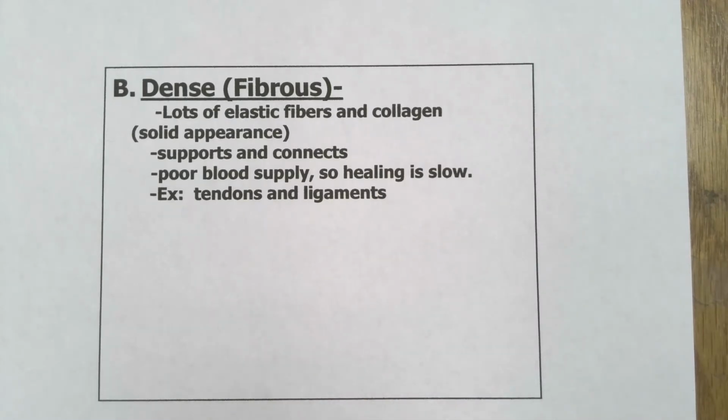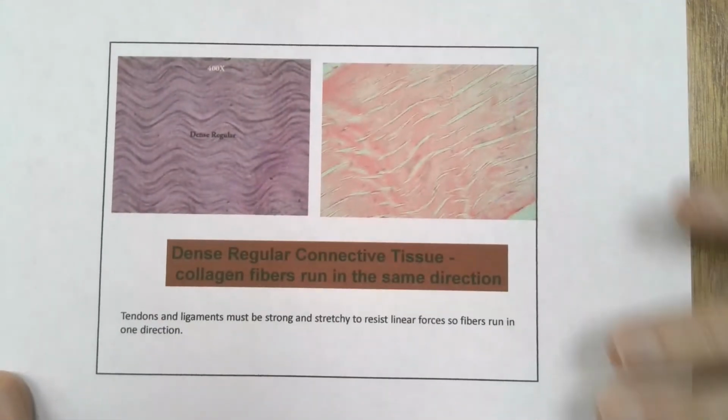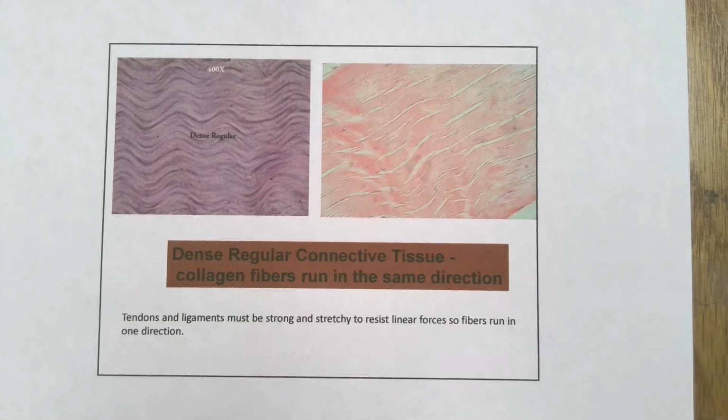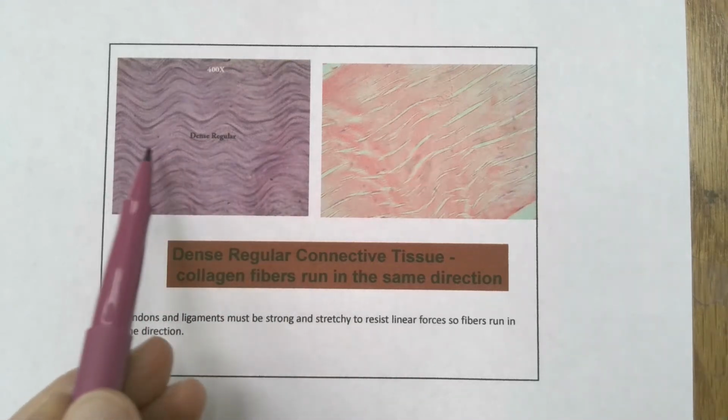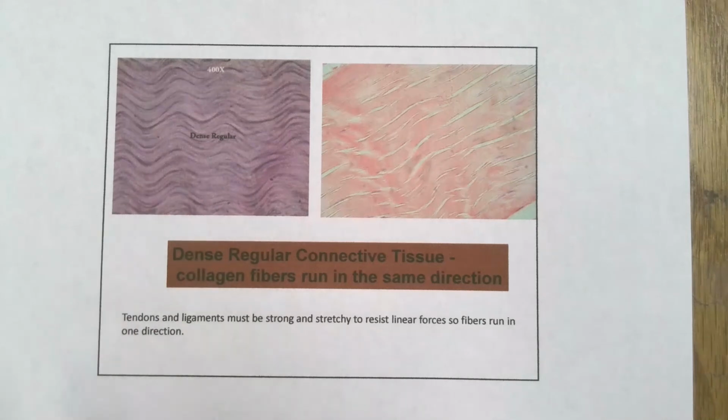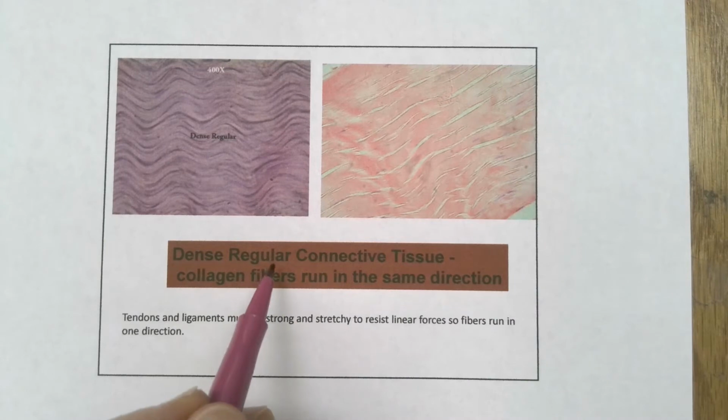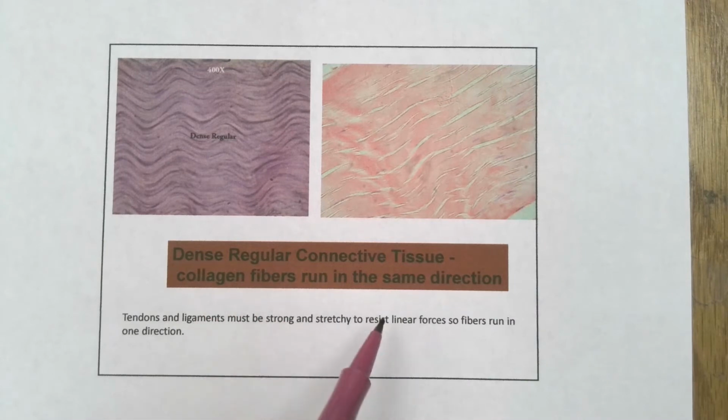Okay, so let's start with dense regular connective tissue on this slide. So this is going to make up tendons and ligaments, for example. If we look at this picture on the left, notice that all the kind of wavy lines are going horizontally across the slide. So in this particular type, the dense regular, the collagen fibers all run in the same direction. And this is really important in a tendon and ligament, which this might be kind of small on your slide. It says tendons and ligaments must be strong and stretchy to resist linear forces.